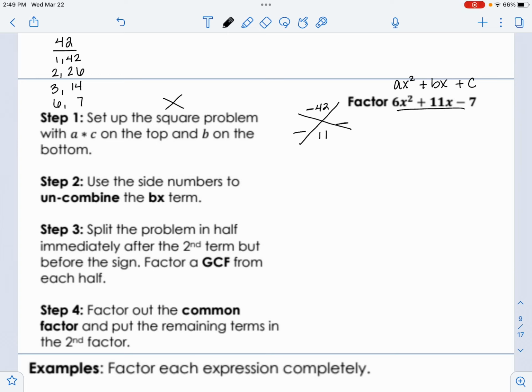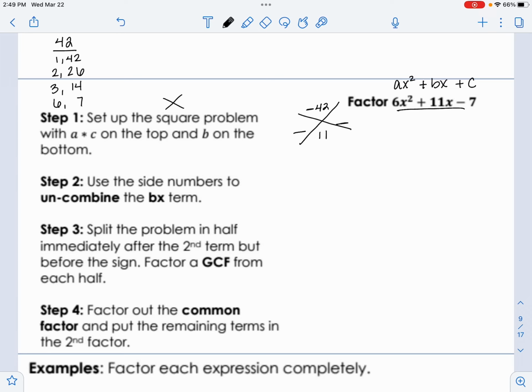And I do it in this specific order so I know when I'm done with my list. You should start off with numbers that are furthest apart from each other, so 1 and the number itself. And then your last set of numbers, if you do it in order, should be the numbers that are closest together. And so I know that I have completed my list. These 4 sets are the only numbers that multiply to 42.